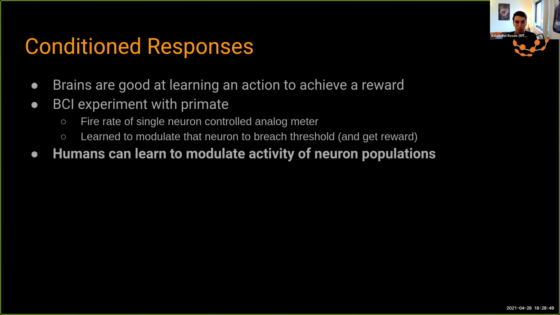And so really what's enabling this is our brains are good at learning an action to receive a reward. There were some very early experiments with primates actually recording from individual neurons. So this is invasive, looking at the spikes of an individual neuron and determining that those primates can actually learn to modulate the rate of firing of that neuron to receive a reward, which is very cool. And from an EEG perspective, what we're talking about is learning to modulate the activity of neuron populations.